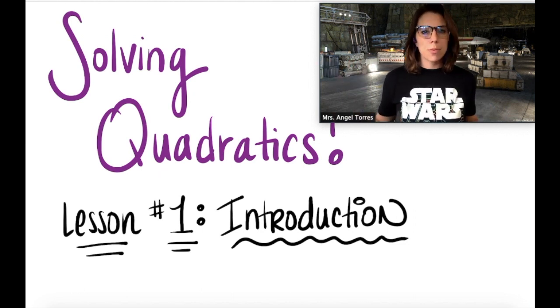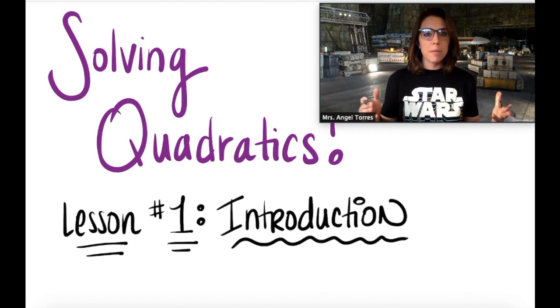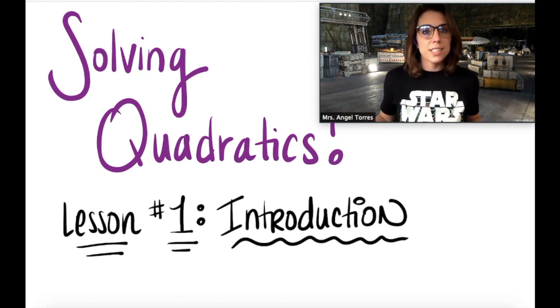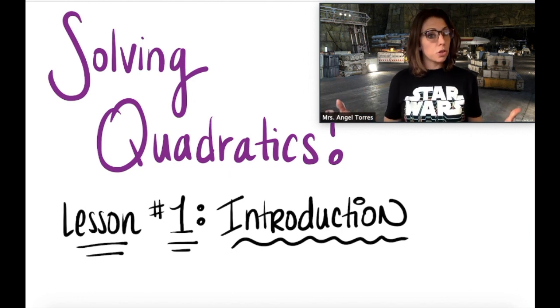So we've done quite a bit with quadratics so far. We've done graphing, evaluating, labeling. The final part of this is solving. Now, to solve means to look for a particular solution. Just keep that in mind, a point on the parabola that has some type of significance.